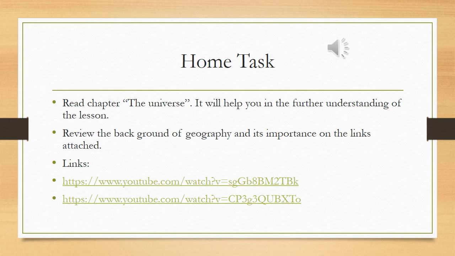Review the background of history and its importance on the link attached. These are the links that will help you to understand geography and this topic.